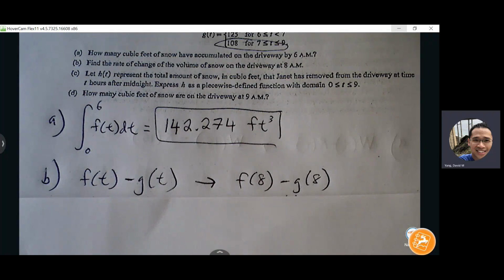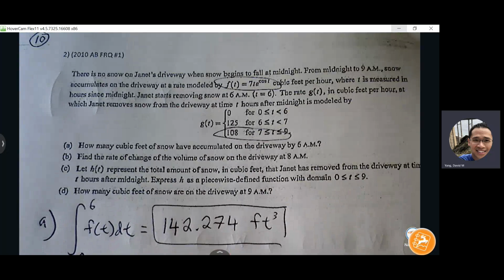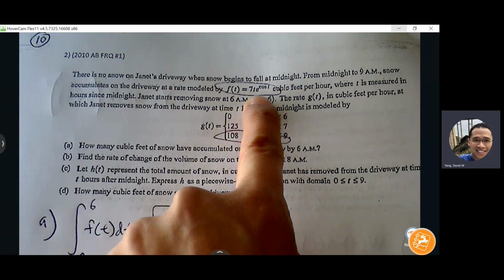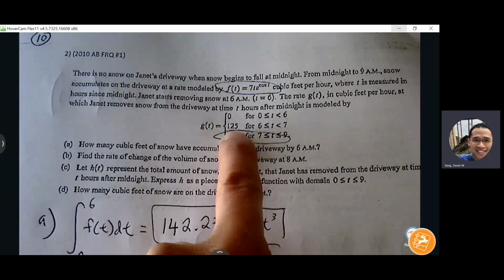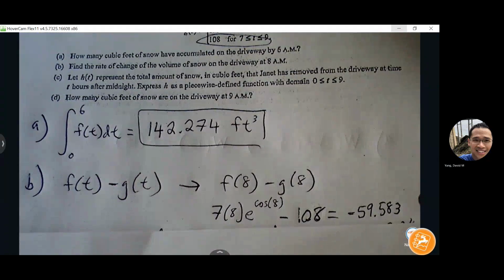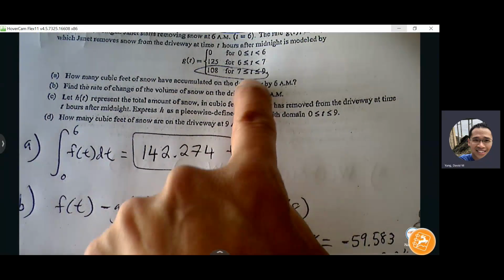If the rate is positive, you know the volume on the ground is continually accumulating. But if G of 8 is higher, then we know Janet's work is making an impact and the volume of snow is decreasing. So F of 8, just plug that into the calculator. 70 times 8 e to the cosine of 8. G of 8 is just 125. That is the rate, so there's no need to do anything to it. It's just 125. Sorry, 108. My bad. 8 a.m. is 108.